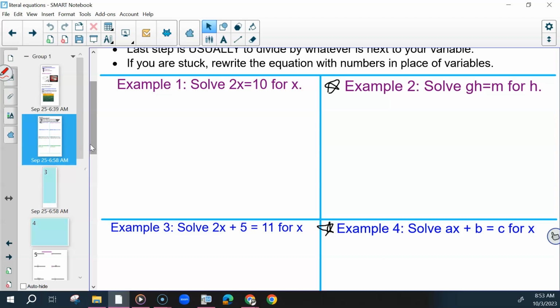Okay. So with this first one, this regular equation, we have 2x equals 10. How would we get x by itself? Divide both sides by 2, so that x equals 5.